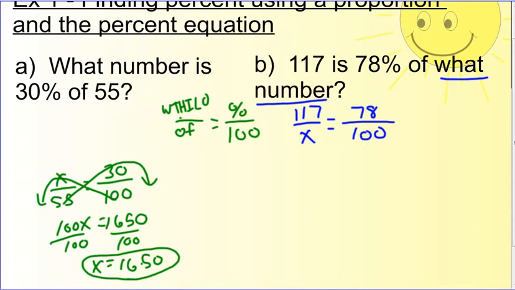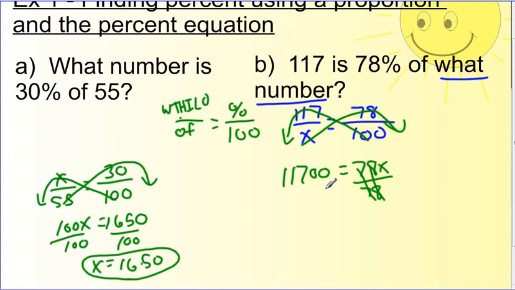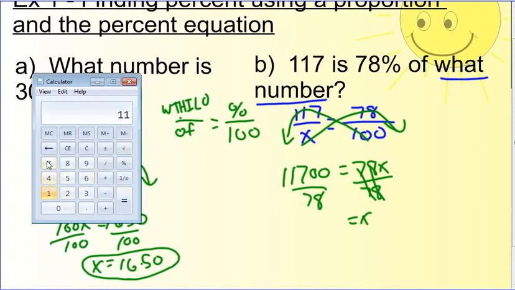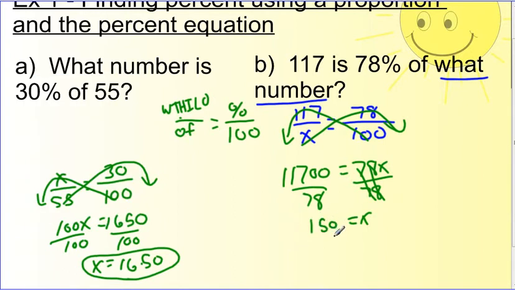Now we cross multiply. 100 times 117 gives you 11700. 78 times x, 78x. That's the cross multiply. Next we solve. So we divide by 78, cancel. x equals 11700 divided by 78, which equals 150. So 117 is 78% of 150. Simple enough.